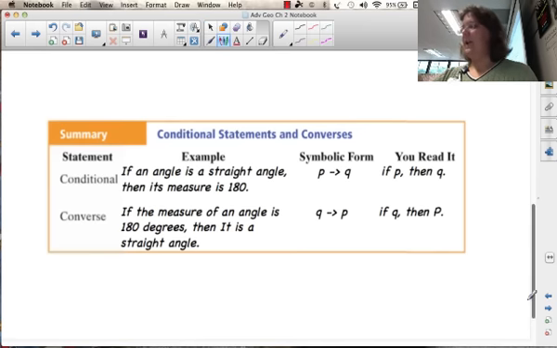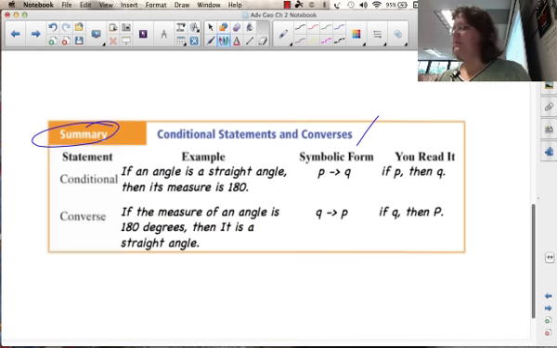So the next thing I have is kind of like a summary, and it also puts something new here, and this is called symbolic form. So what we've learned today is we have a conditional, which is an if-then statement, and we can also do the converse, where we switch the hypothesis and the conclusion.